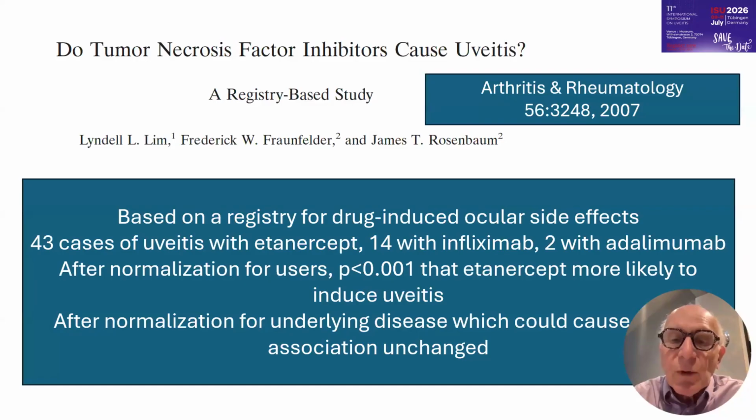Oftentimes, these antibodies were prescribed for diseases like ankylosing spondylitis or psoriatic arthritis that were associated with uveitis. So if we restricted the analysis to diseases like rheumatoid arthritis that are not normally associated with uveitis, we still found that etanercept was more likely to induce uveitis.